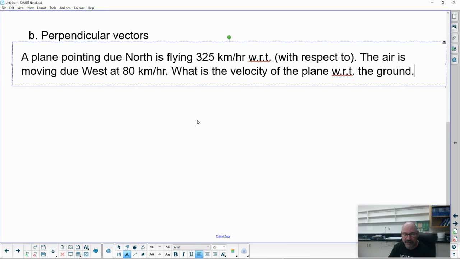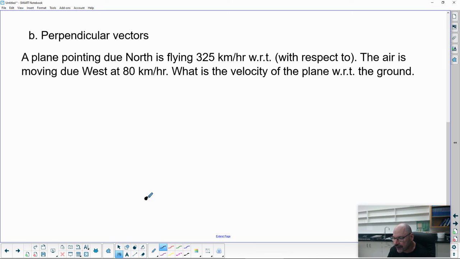Okay, so if we draw this out, here's our starting point. I always put a dot where my start is. And we're going to be flying due north, so we're going to draw a nice large due north vector in here. And that's 325 kilometers an hour. And then remember the rule, the second vector's tail goes at the head of the first vector.